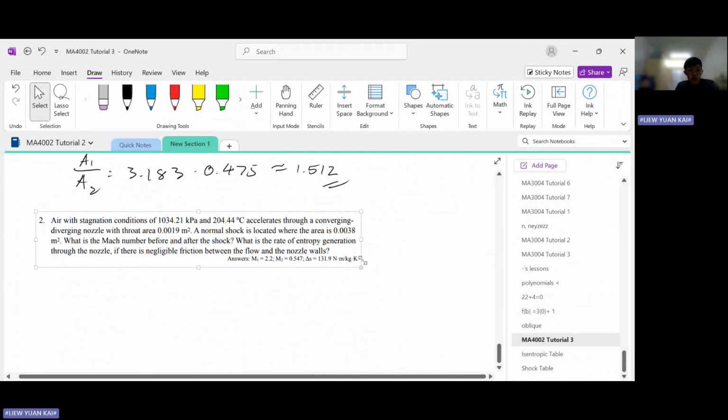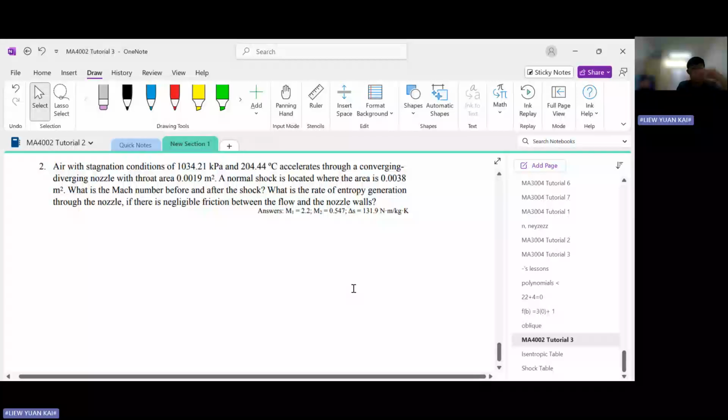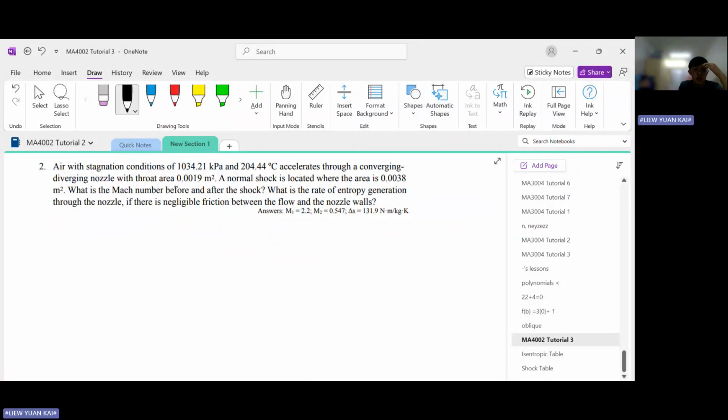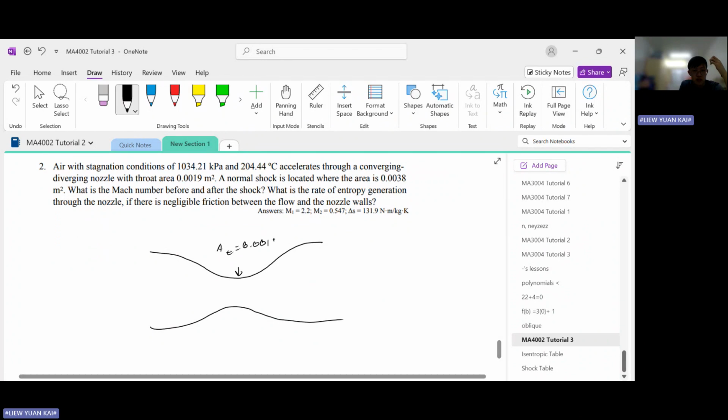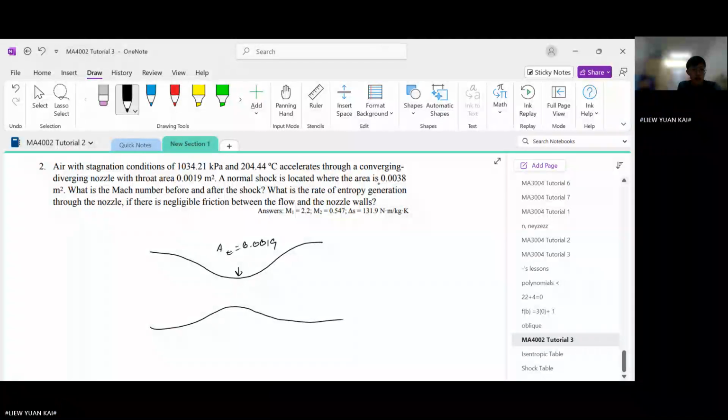So question 2 says that air with stagnation conditions this and that accelerates through a converging diverging nozzle with a throat area of this. So let's draw a converging diverging nozzle whose throat area AT is equal to 0.0019 meters squared, so it's already in SI units. A normal shock occurs where the area is 0.038. And what is the Mach number before and after the shock?